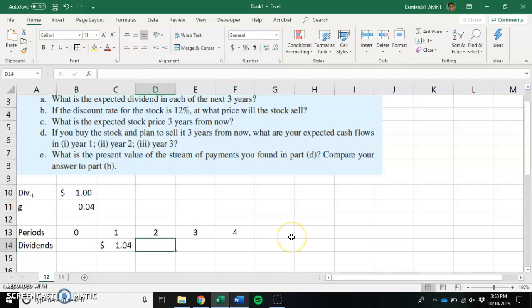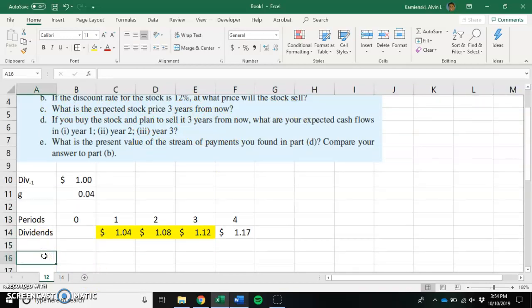Let's do that now in cell B14 a little more efficiently, which is to say, let's take the previous amount and multiply it by 1 plus the interest rate, which we'll fix so that we can copy. The first 3 dividends are likely to be $1.04, $1.08, $1.12. So there's our answer for number 1. Question number 2: if the discount rate for the stock is 12%, at what price will it sell?